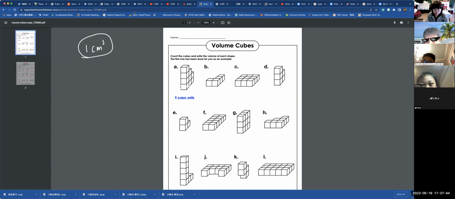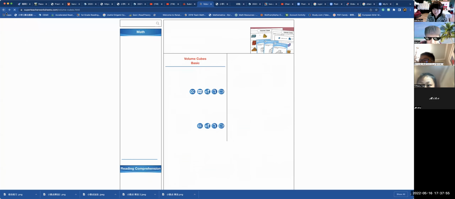So let's take a look at this one. This is very easy, right? All you need to do is just count. So 1, 2, 3, 4, 5, 6, 7, 8, 9, right? But those are just the easiest volumes.